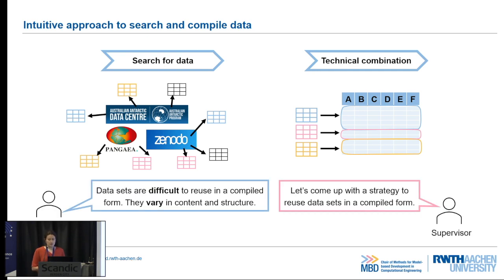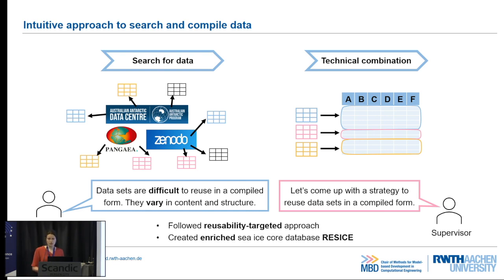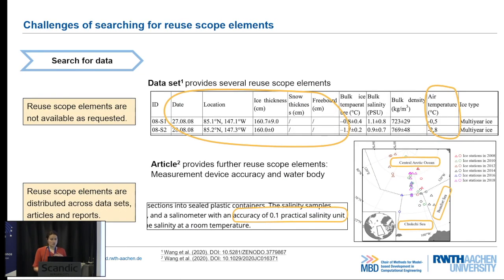However, the first round of search revealed it is not that easy, and it is difficult to combine these data because they are very heterogeneous, and the data sets, of course, do not best reflect my reuse scenario, but the data collection. But I still didn't give up, and I worked on a strategy to do that. So I followed a reusability targeted approach for my scenarios and created an enriched sea ice core database that I call resize. So I started to search for data, and there I had some challenges.